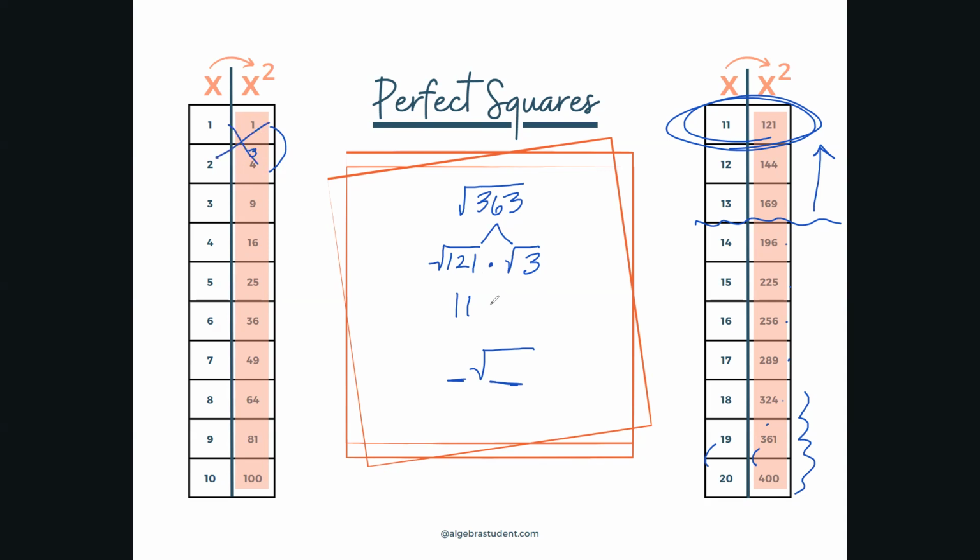And so that means that the square root of 3 stays the same. So there's my number in front, and there's my radical that stays a radical. So the square root of 363 is simplified to 11 times the square root of 3.